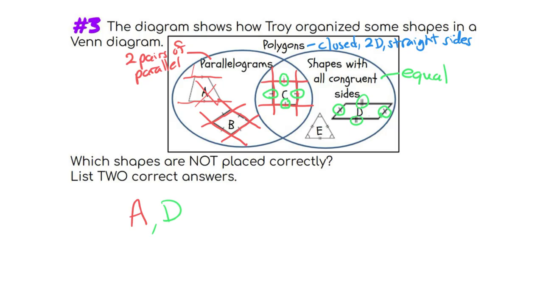If we look at E, all 3 sides have 2 marks, which tells us they are all congruent, and so E is in the correct place. Correct answer is A and D.